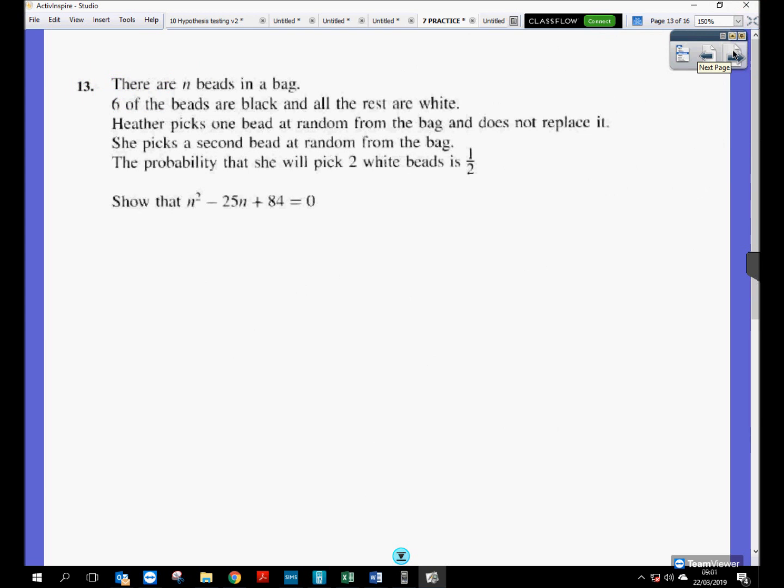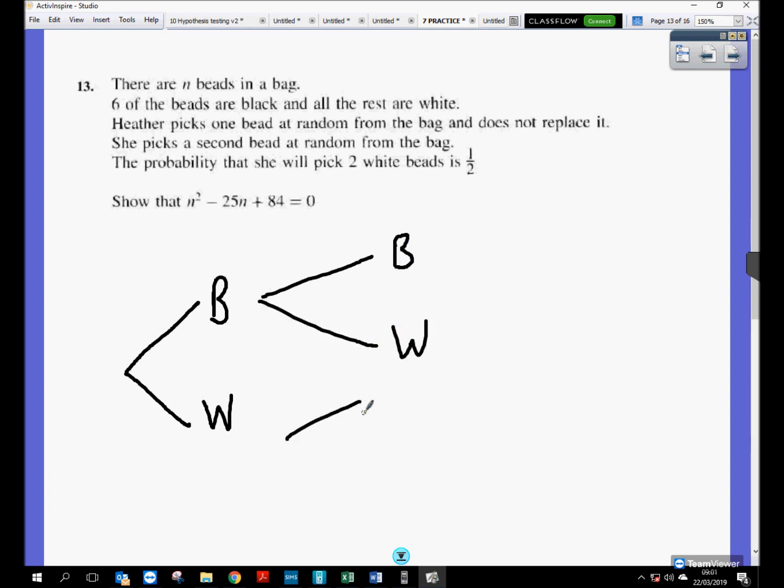So, probability. There are n beads in a bag, 6 are black and the rest are white. Heather picks at random 1 bead from the bag and does not replace it. So we have a tree diagram. We have 2 colours, black and white. This is the first selection, and the second selection will follow. Now, let's have a look at these branches of probabilities. There are n beads in the bag to begin with, so they're both out of n. There are 6 black in the bag, the rest are white.